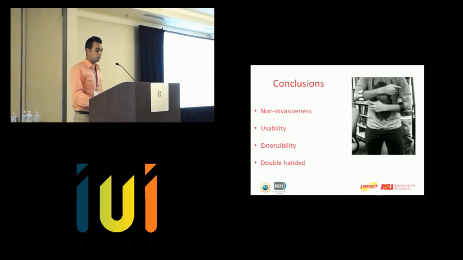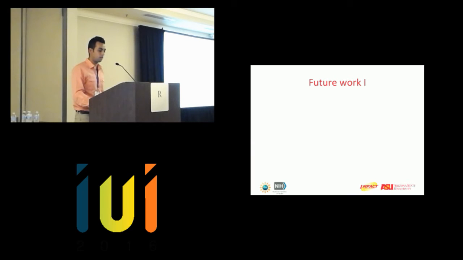To conclude, we were able to use commodity sensors right off the shelf and design an algorithm that was non-invasive. It's very usable. It can be extended because the user is able to train his or her system by themselves, and we could get the double-handed recognition.